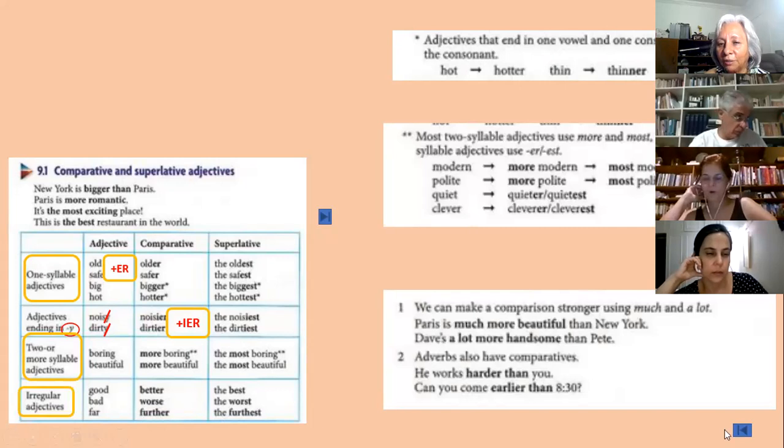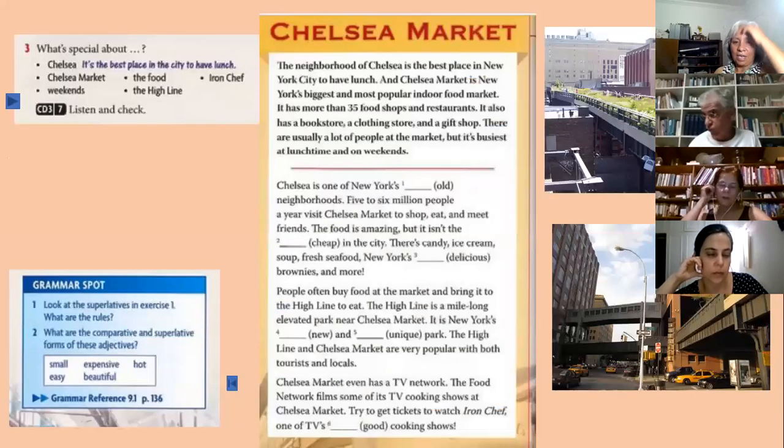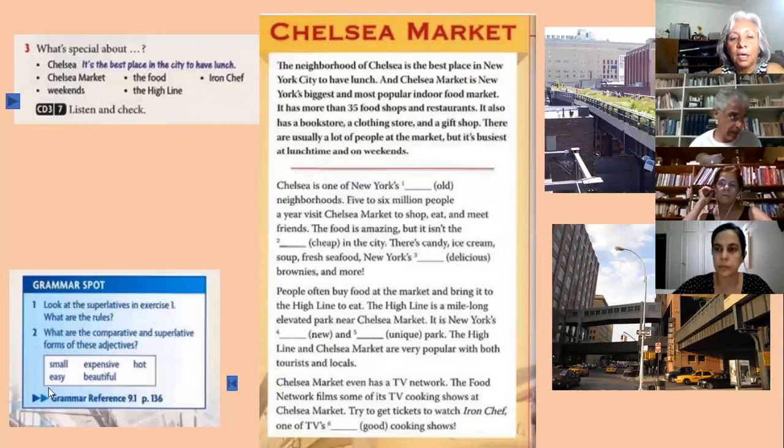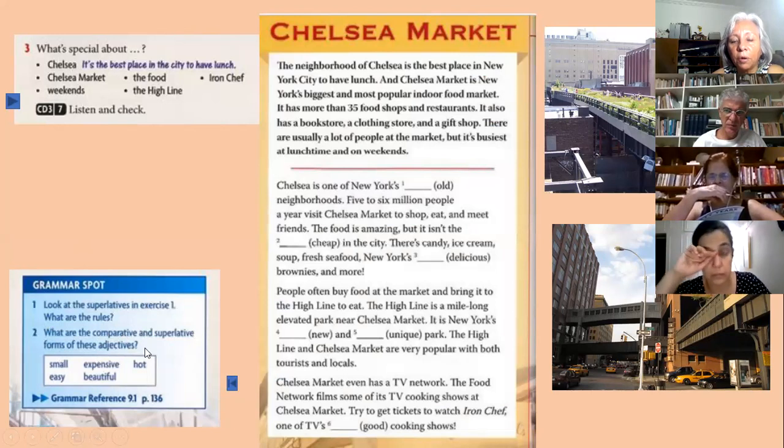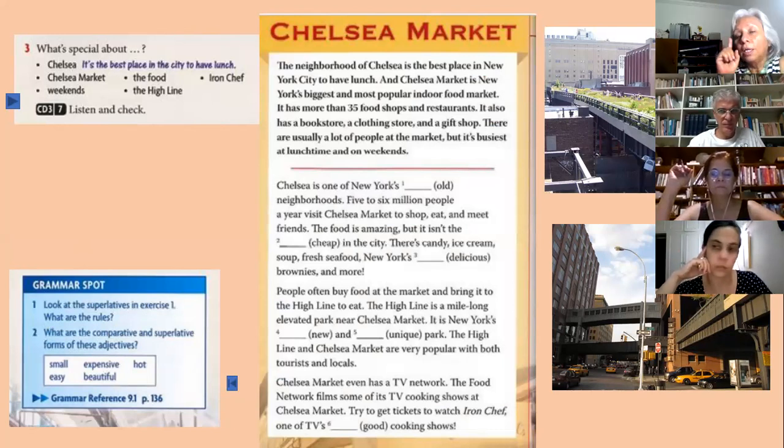Okay, understand? Okay, thank you. You're welcome. Okay, so let's do the grammar spot right now. Look at the superlatives in exercise 1. What are the rules? What are the comparative and superlative forms of these adjectives? So the rules are, if you have a one-syllable adjective, how do we form the superlative?